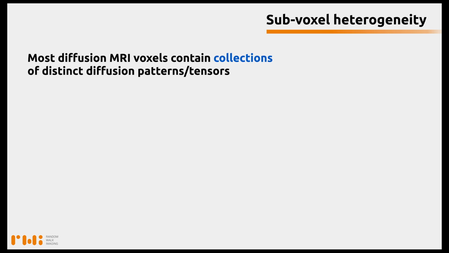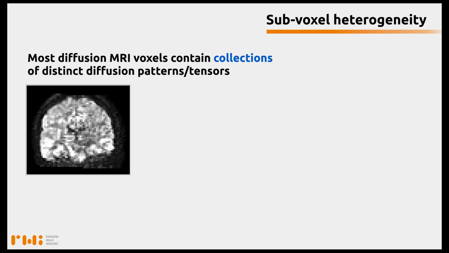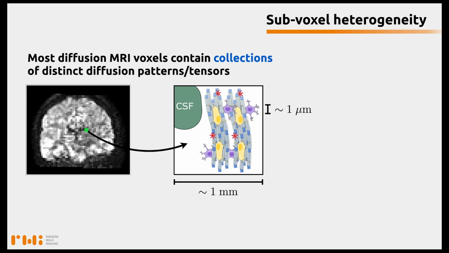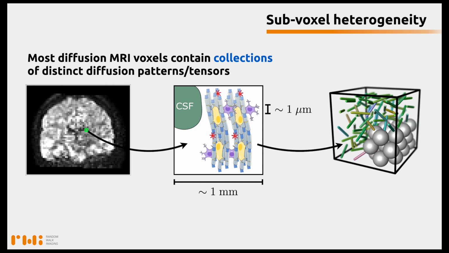One of the main problems faced by diffusion MRI is subvoxel heterogeneity. Most diffusion MRI voxels contain collections of distinct diffusion patterns or diffusion tensors. For example, if I take this coronal slice of the brain and I isolate one voxel in there, this voxel may encompass, for example, cerebrospinal fluid and also fiber populations. While the size of typical diffusion MRI voxels is of the order of millimeters, the size of typical biological structures is of the order of micrometers, which implies that in any given voxel, you will find a very diverse collection of diffusion patterns. The main question then is, what are the features of such collections?